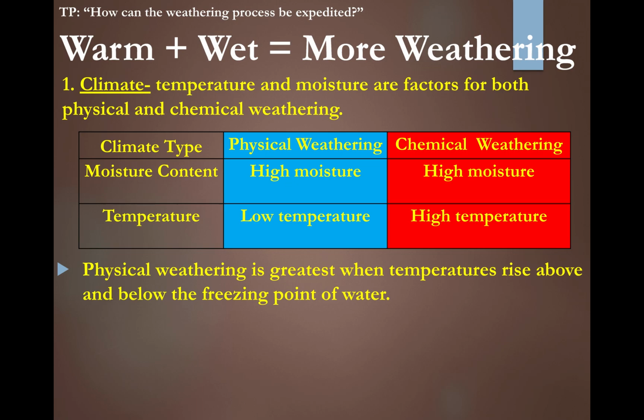Now the reason why it's low for chemical brings me to my last point on here, which says physical weathering is greatest when temperatures rise above and below the freezing point of water. Right? It fluctuates between the two. Ice wedging.